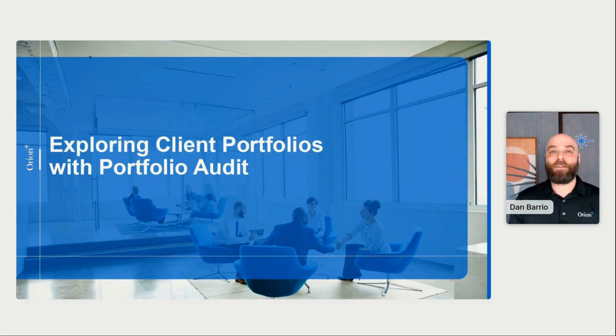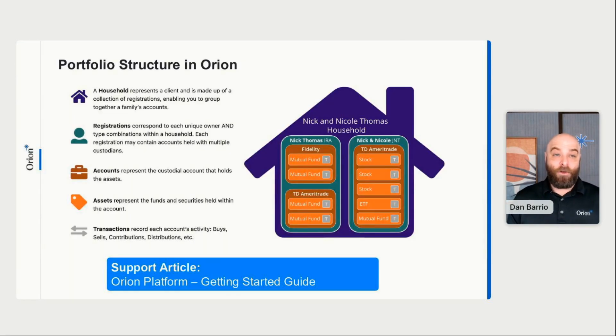So let's start out by looking at how you can explore your client portfolios with a functionality we call Portfolio Audit. Portfolio Audit basically lets you navigate your client portfolios. We're looking at an example here, a visual representation of how portfolios are structured in Orion. This is a really good graphic to use as a reference as you're starting out in Orion. It shows you how we house transactions and securities within a portfolio. And I'll talk through how this is structured after we get into a little bit of a live demo.